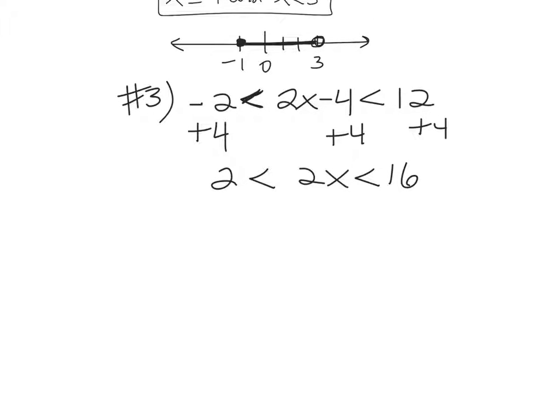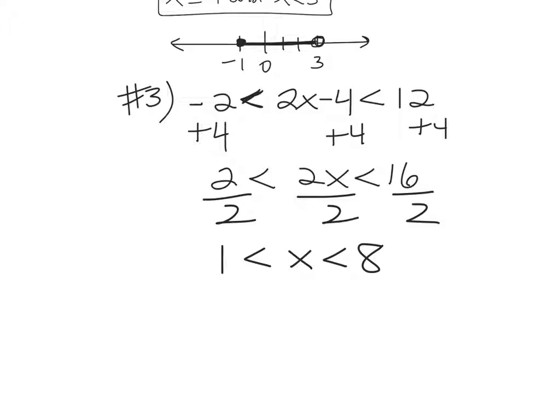And now what do I got to do? Divide by 2. Divide everybody by 2. This side and that side. All of them get divided by 2. And you get 1 is less than x is less than 8. Okay? And you can keep your answer just like that. All is one thing.